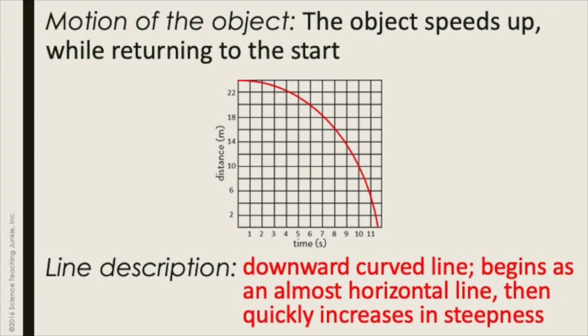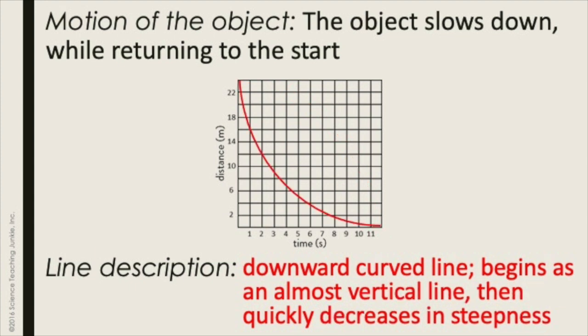Here we have an object that speeds up while returning to start. So the line is downwardly curved, and it begins as an almost horizontal line, which means it's stationary. It's not moving very fast. The time is going on, but distance isn't changing very much, and then it quickly increases in steepness.